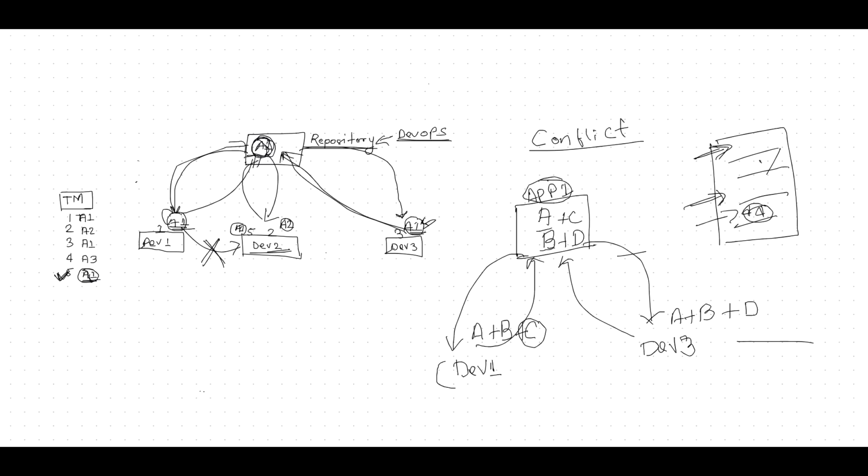At the same time, dev 3 has created his feature branch from the develop branch. He also has this A plus B. Now let's say dev 1 started their work, and dev 3 also started their work. When they want to push changes to develop, there might be a scenario where some conflict will arise. Let's say both have done some changes on the A part only, apart from just adding D and C.